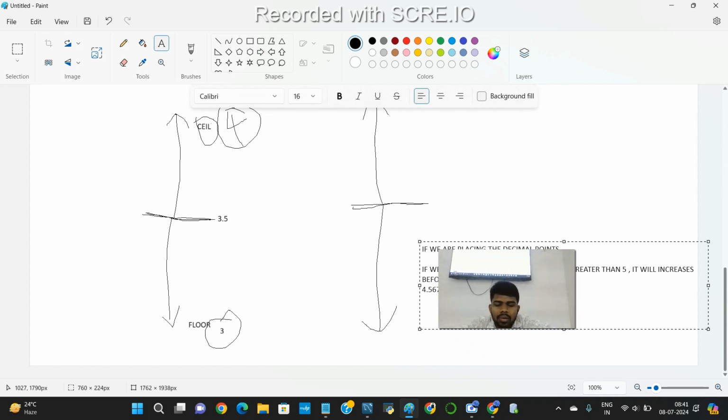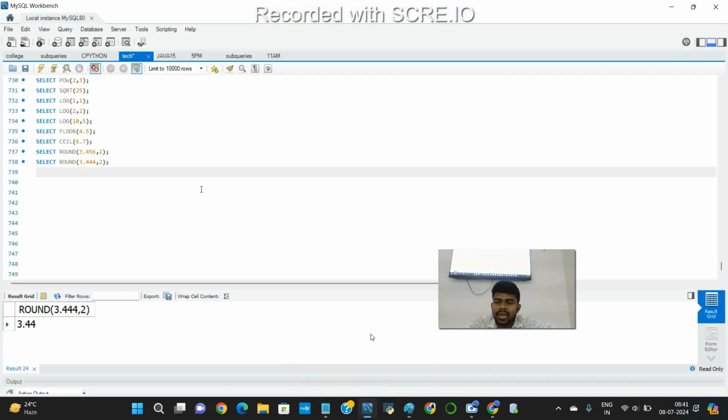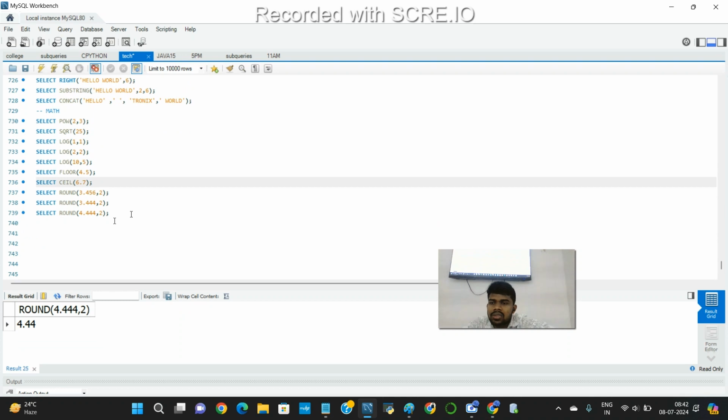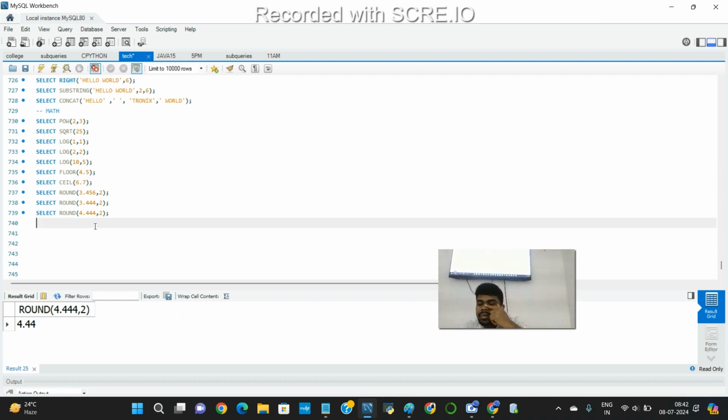It will be 4.56. So this is the main. If the number is below 5 or equal to 5, it will just remove and keep the number. For example, let's select round off 4.444 comma 2. Yes, the answer is 4.44.